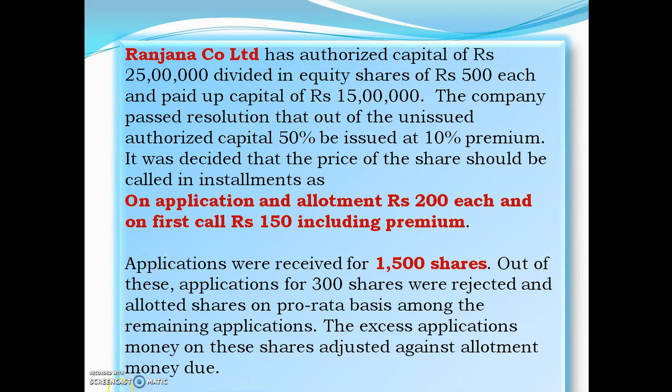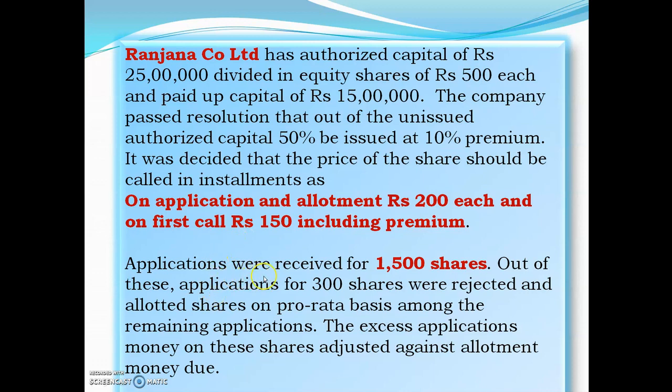The company passed a resolution that out of the unissued authorized capital 50% be issued at 10% premium. It was decided that the price of the share should be called in installments: on application and allotment rupees 200 each, meaning on application 200 and on allotment 200. And the first call is rupees 150 including premium. Including premium means on first call it is 100 and this 50 is the premium.